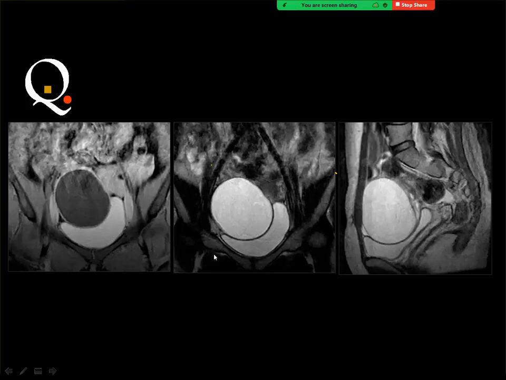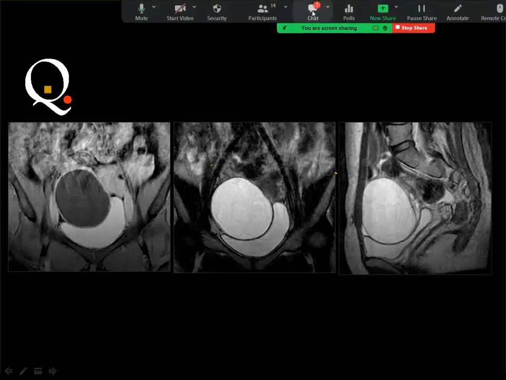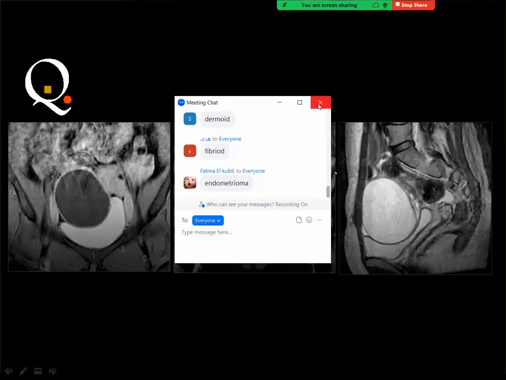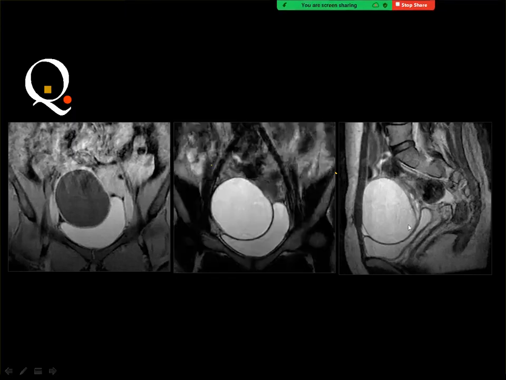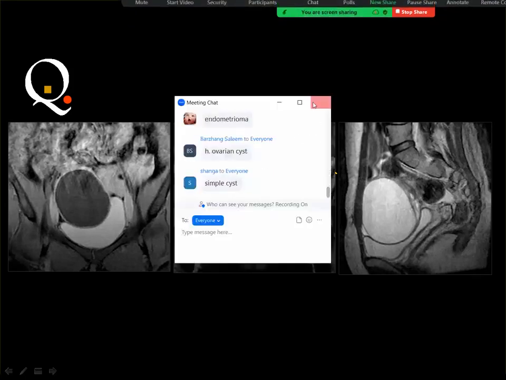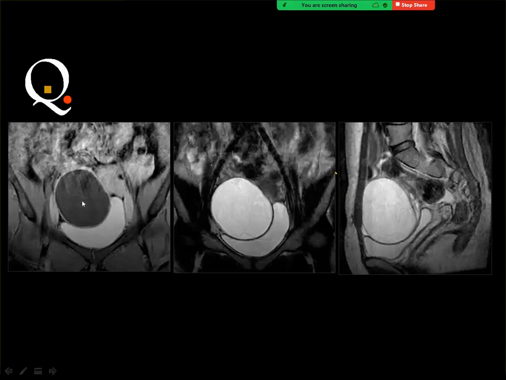T2, coronal T1, coronal T2, and sagittal T2. I think that this is T1 with contrast. And no, this is not endometrioma, because there is no shading effect in the T2 weighted images compared to the fluid in the urinary bladder. Hemorrhagic ovarian cyst should have some increased signal in the T1 weighted images.